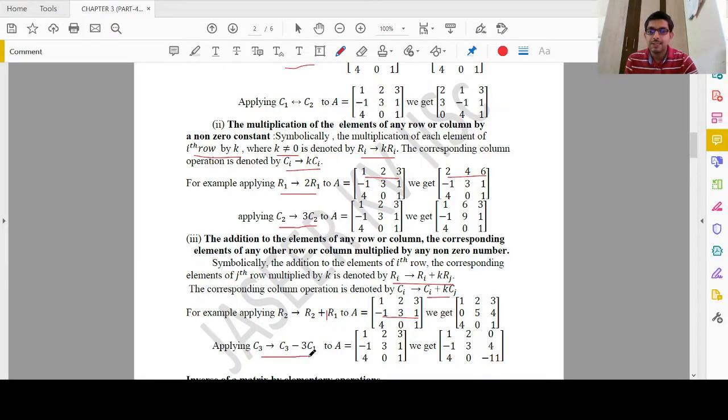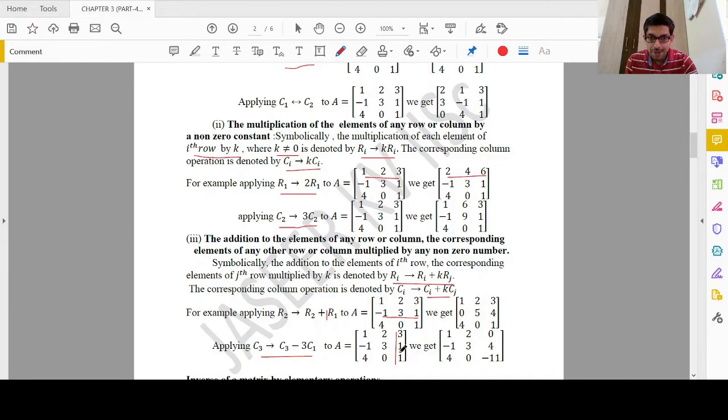In the same way, if we apply the transformation C3, that is, third column changes to third column minus 3 times first column. So here the elements of third column are 3, 1, 1. So using this transformation, each element will change to C3 changes to C3 minus 3C1. So you take a particular element, that is 3 here, 3 minus 3 times first column. So it will become 3 minus 3.